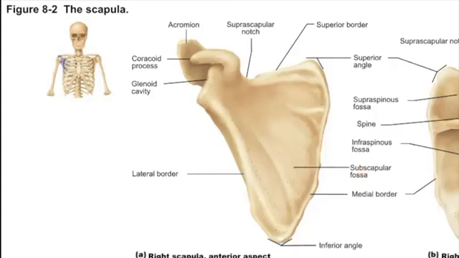And then over here, you have your medial border that is toward your vertebral column right here. And then this is facing out, the lateral border right here. At the tip of your lateral border here, you have your glenoid cavity. This is where your humerus is going to fit in, right?